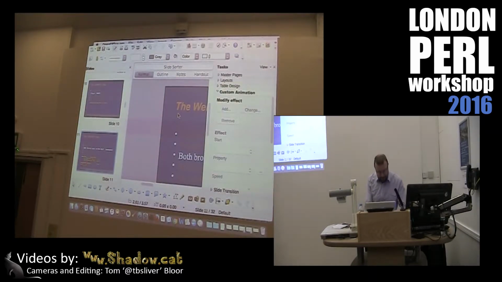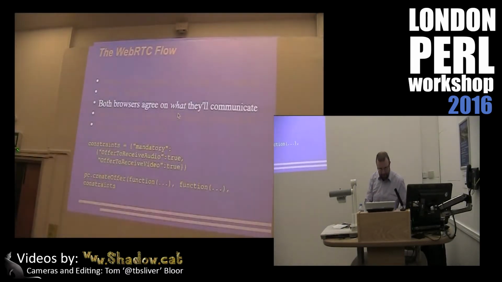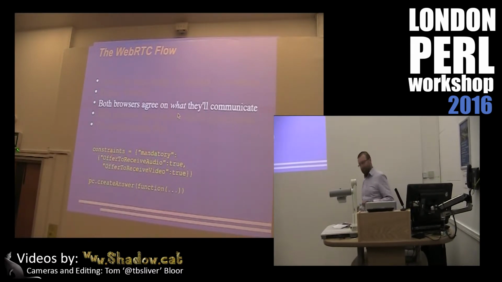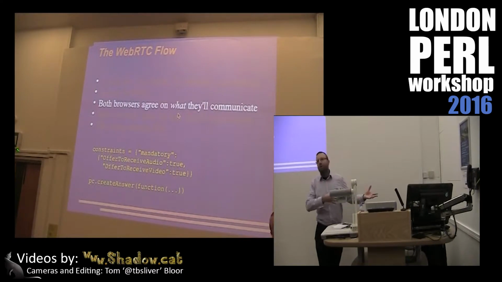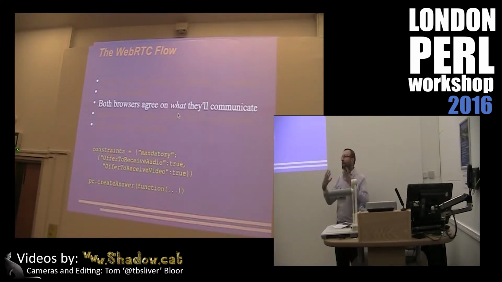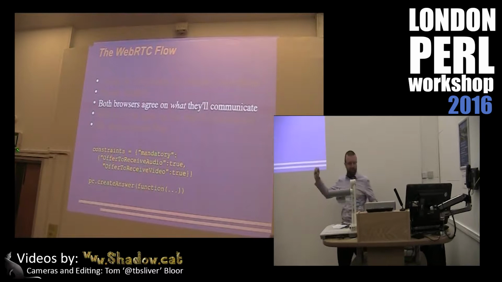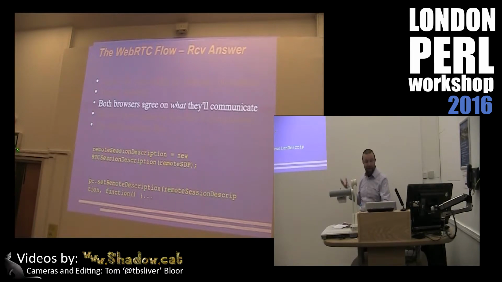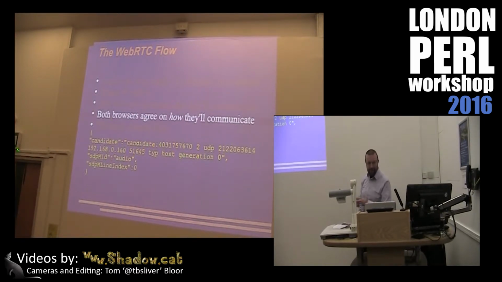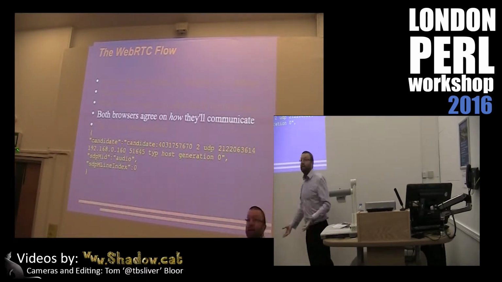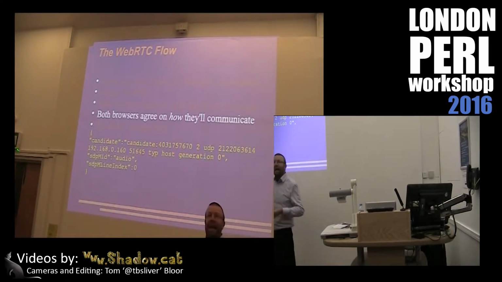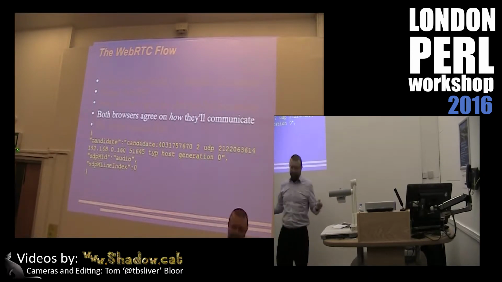So let's flip back and continue. Browser A creates an offer, says, I'm offering you the chance of video, audio, whatever else. Client B says, I accept that, I want audio, I want video. They now know what they're going to communicate. You then have to work out how. And this is where ICE candidates come in. How they communicate. How is machine A actually going to talk to machine B?